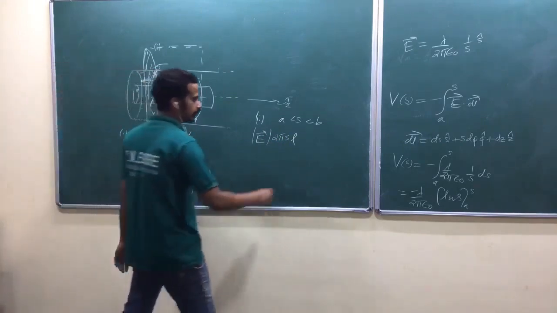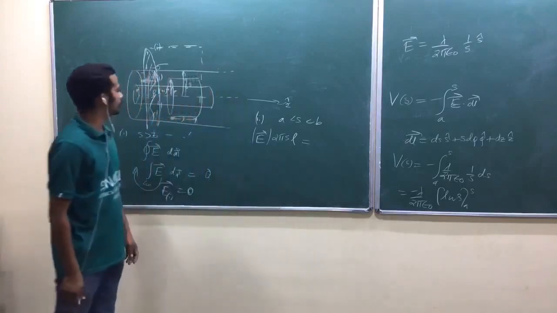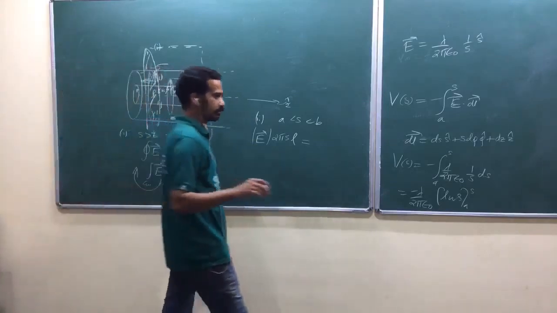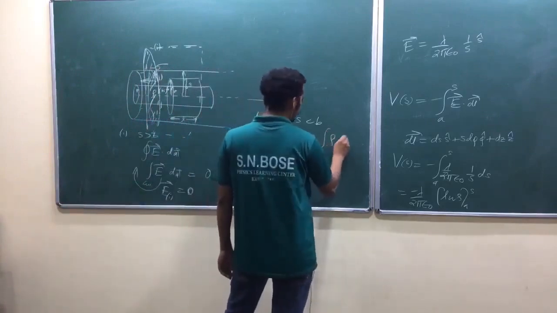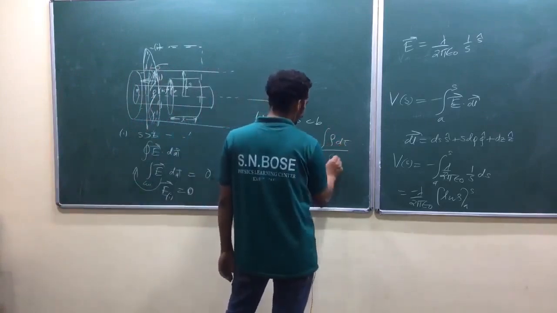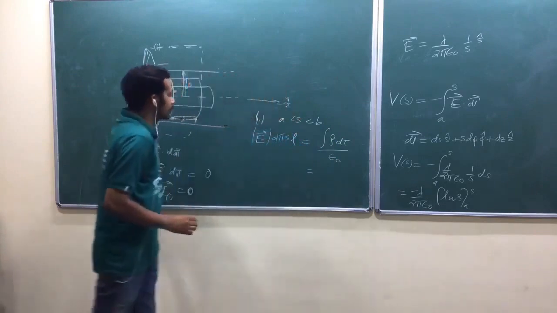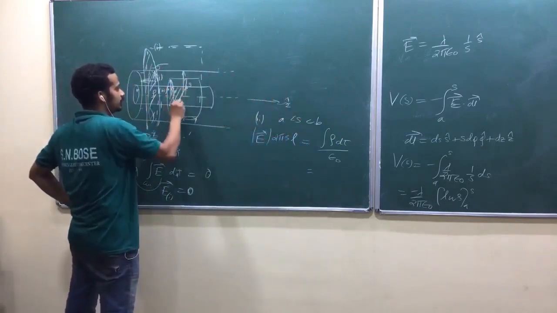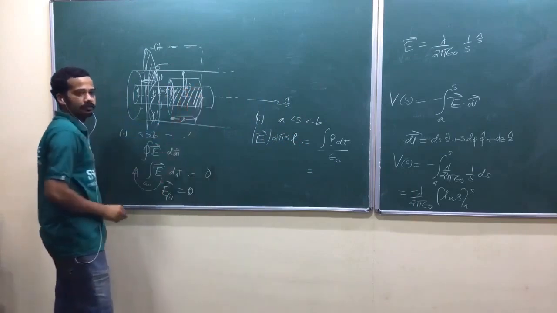Cylindrical symmetry. Am I right? What is Q enclosed? Now you have to do that integral, integral rho dτ, whole divided by epsilon naught. Now there are no charges in the space, only charges enclosed in this region, isn't it?